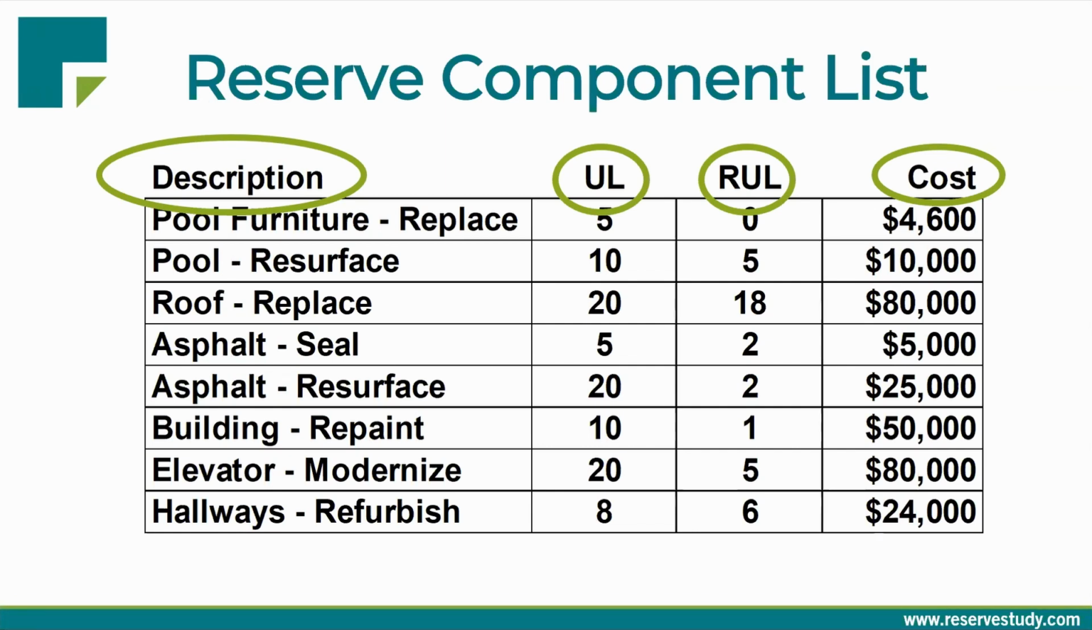But here you'll see, as we move from left to right, we have a description of the component itself: pool furniture, pool, roof, asphalt. Then it goes into a little more detail about whether we're replacing pool furniture, resurfacing the pool, or sealing the asphalt as compared to resurfacing. So it gives you a good description of what that project means. And as you move right, you'll see the overall service life or the useful life, and then when the project is coming due next, the remaining life, and then the cost of the project as well.